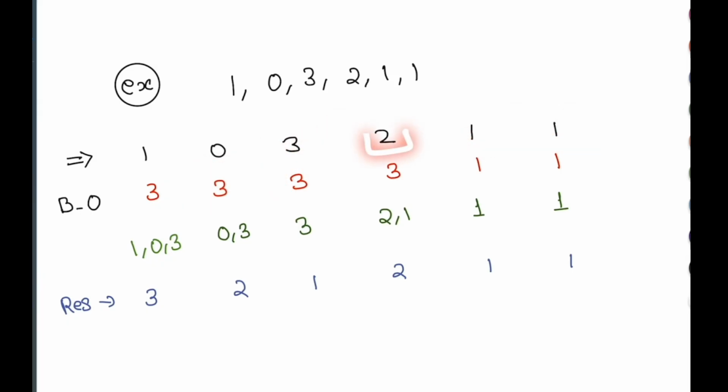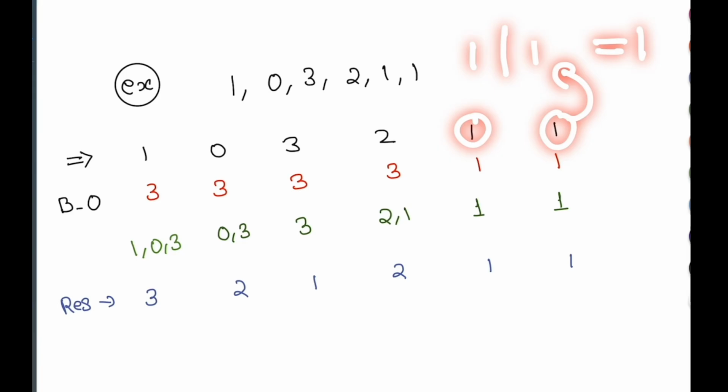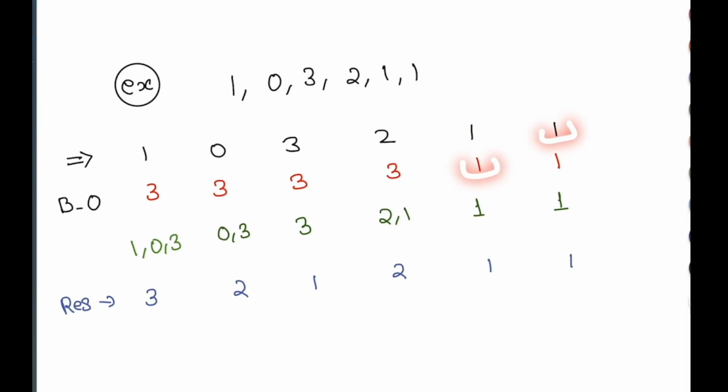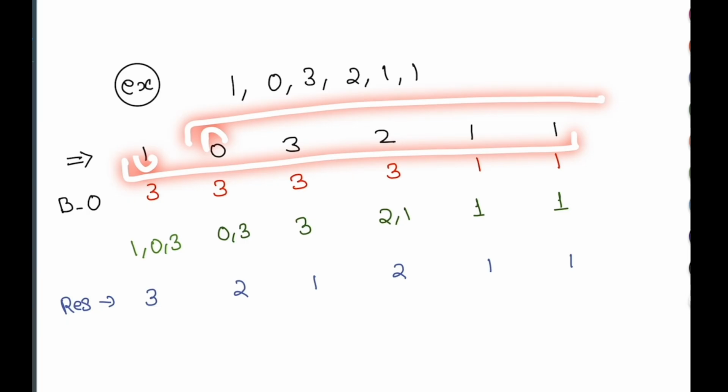Talking about 2, starting from 2, it will be 2, then bitwise OR with 1 will be 3, bitwise OR with 1 will be 3, this will be 3. Now starting with 1, what's the maximum bitwise OR possible? So I can say 1 bitwise OR 1, this is actually equal to 1. So the maximum possible is 1, and similarly for this one also the maximum possible is 1. As of now, for each of my elements, I have considered the biggest or the maximum subarray. Starting from 1, I considered all the elements. Starting from 0, I considered all the elements. Starting from 3, I considered all the elements, right?